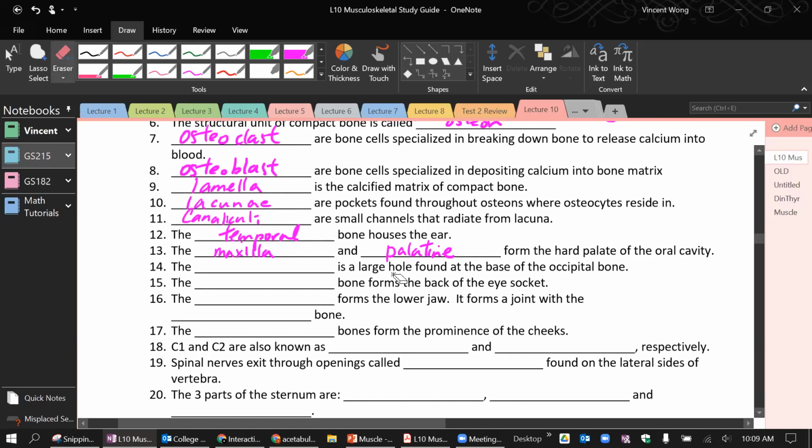There is a big hole at the bottom of the occipital bone that is called the foramen. A foramen is a hole, right? Foramen magnum. Magnum means really big hole. Literally, that's what it means. The back of the eye socket, sphenoid bone.